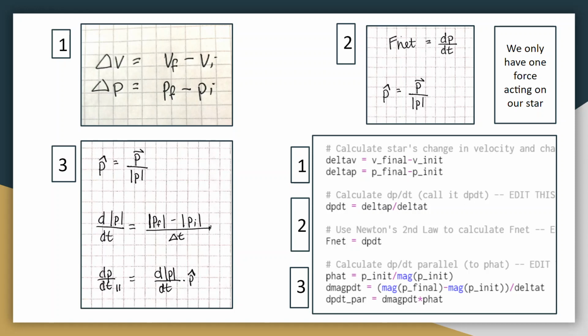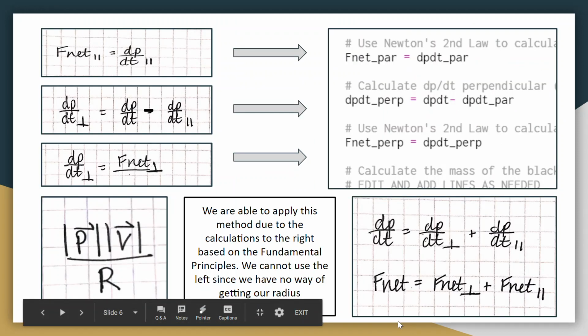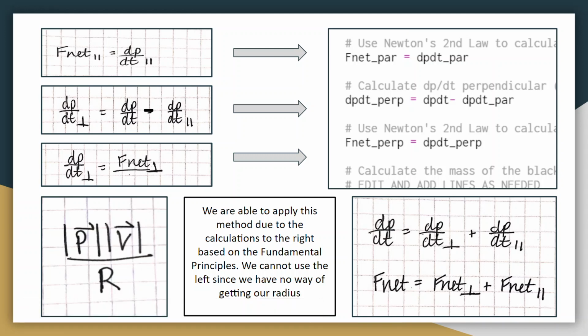And in step 3, I am calculating p hat from my initial momentum vector over the magnitude of my momentum. I'm calculating the magnitude dp/dt from the initial magnitude and the final magnitude over time, and then I'm calculating dp/dt parallel by multiplying the dp magnitude over dt times my p hat and implementing that into the code on the right.